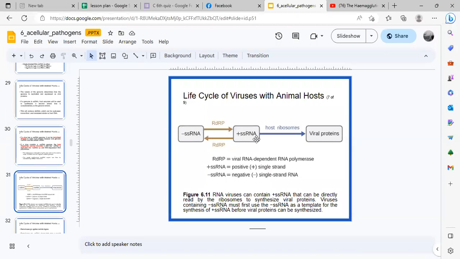So based on the positive single-stranded RNA, you make more of the negative sense single-stranded RNA para mag-produce ka ng mas marami. And then the cycle repeats itself. So gagawa ka ng positive na single-stranded RNA, and this is the basis for making viral proteins.